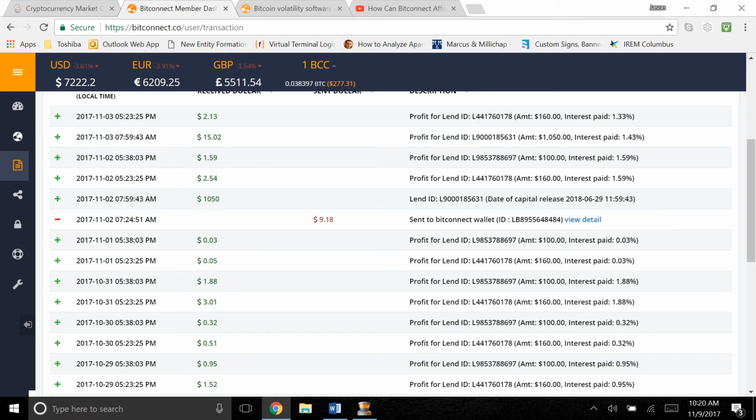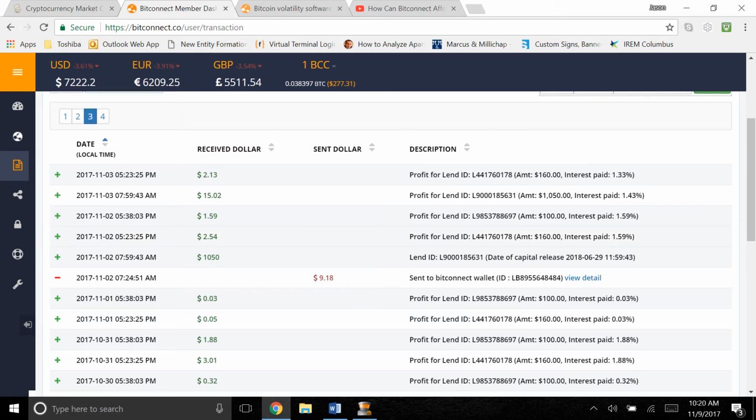So on November 2nd, I put $1,050 in. So 1.59 was the interest paid those next 2 days for the $100 and $160 you see. And then there was my first payback on my $1,050 loan. And that day, if you look at this, the actual payment was 1.33 for that day, right? But since the loan was over $1,000, you get the 0.1 buffer or preferred rate that you get paid. So I actually got paid 1.43. So I made $15. Okay, so that was there.